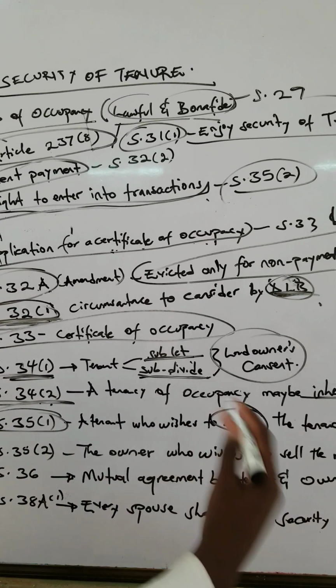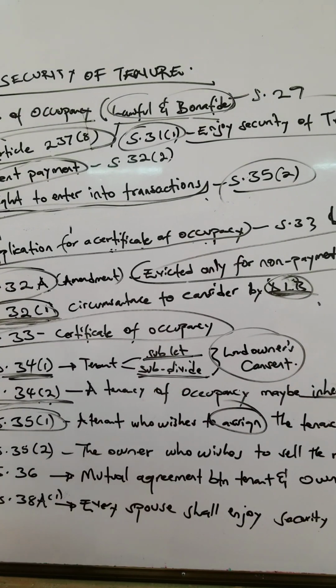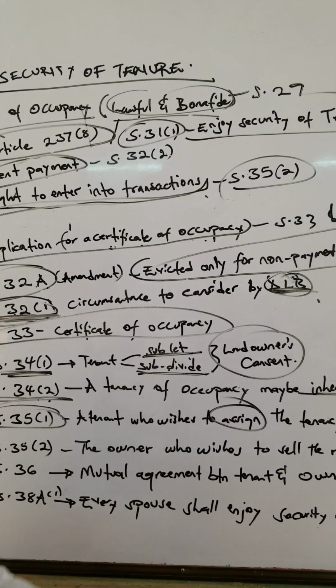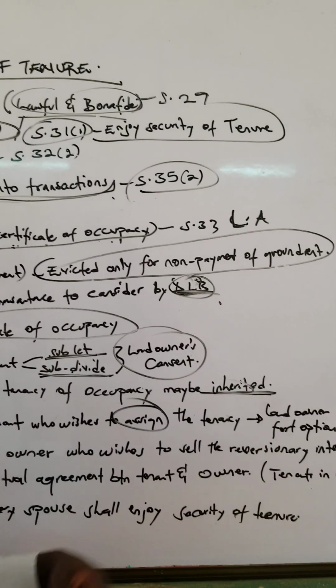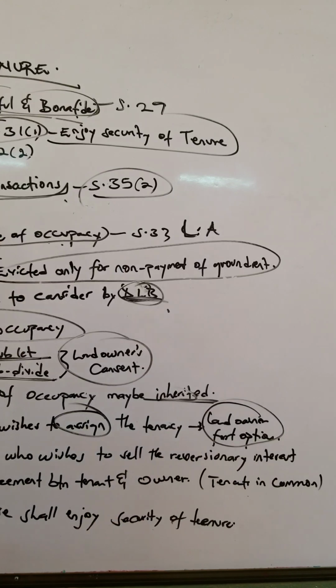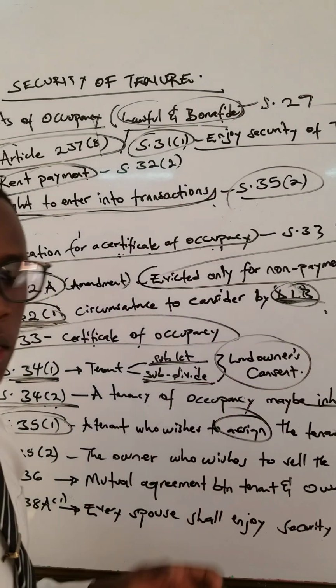You understand? The assignment. You get? To assign tenancy. You're trying to give the interest of your tenancy to somebody else. The first option must be the what? The landowner, before thinking about anyone else.